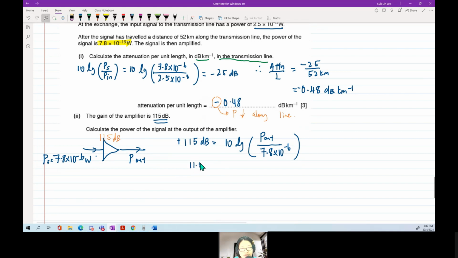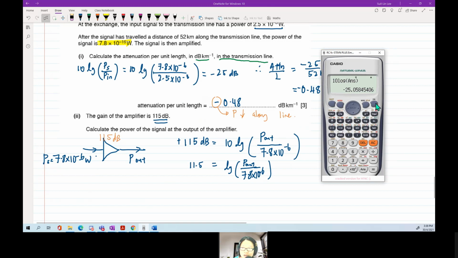So this is 11.5 is log of P out over 7.8 times 10 to the power negative 6. Normally I leave it like that, but I notice some people may need a bit of help. So you see this log, how do you press log? Okay, I cancel everything first. When we have log, whenever we want to reverse the mathematical process, we can always press shift. For example, if you press shift, it's all the brown buttons here. So this will be 10, because you bring over here 10. So it's 10 to the power of 11.5.